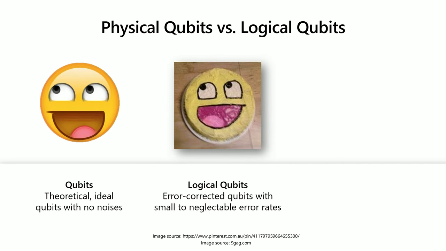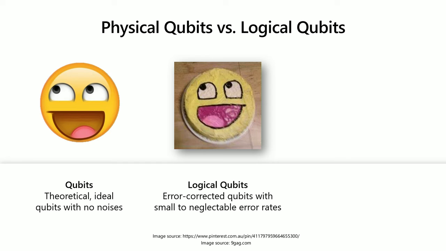So what we've really been talking about are logical qubits. Logical qubits are ones that we can build ourselves and that do have very low error rates, low enough that we can actually solve real problems on top of them and have high confidence that the answers are valid.